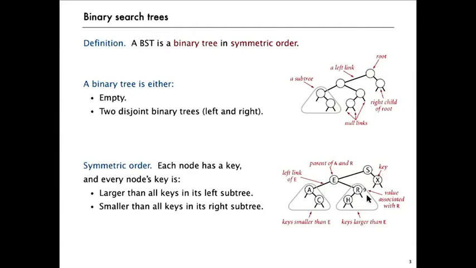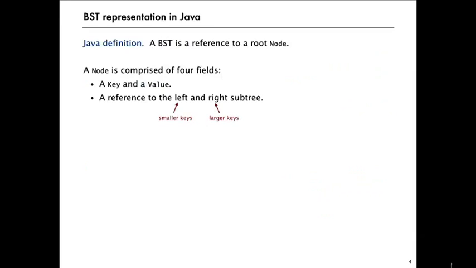Now we're going to use these to implement symbol tables, and there are values associated with each key. When appropriate, we'll write the values in small numbers next to the keys, but usually we're just going to worry about the keys and we'll keep the values in the nodes along with them. So that's a binary search tree, a binary tree in symmetric order. That's the data structure that we're going to use to implement symbol table operations.